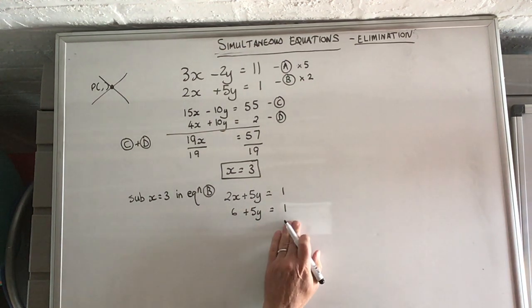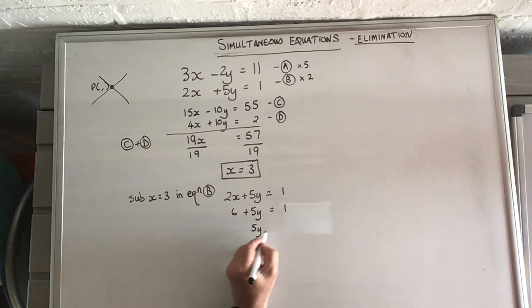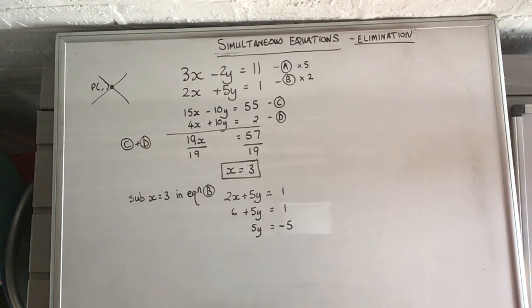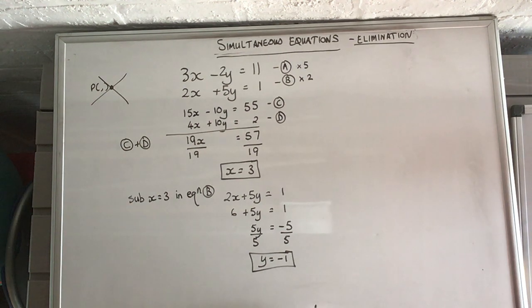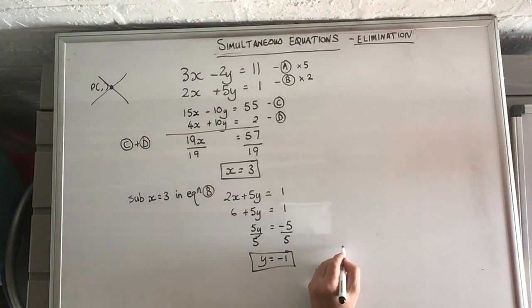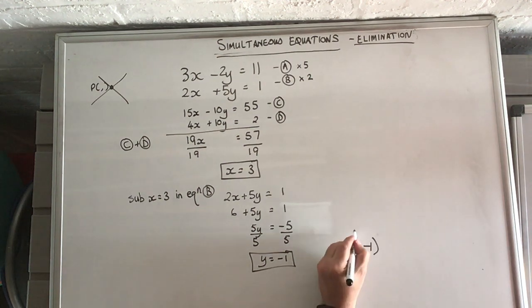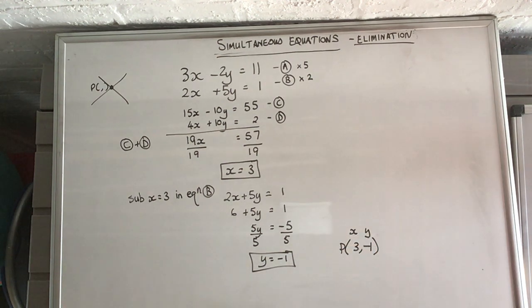Going to subtract 6 from both sides, so I'm left with 5y is equal to minus 5. 1 take away 6 is minus 5, and divide through by 5. So I'm left with y is equal to minus 1. Solved. So the point that solves both of these lines at the same time is 3, minus 1. Remember, that's my x value and that's my y value. And that's all there is to it.